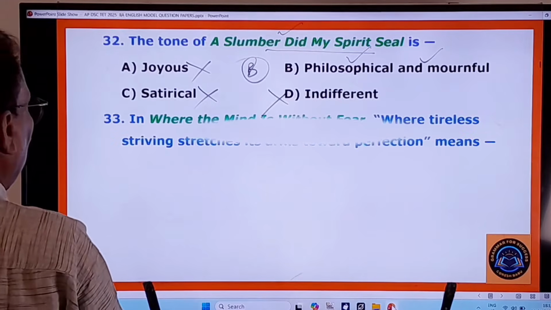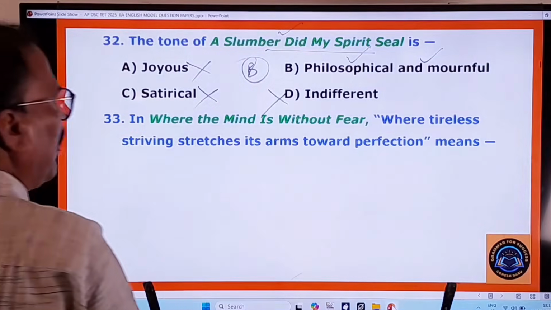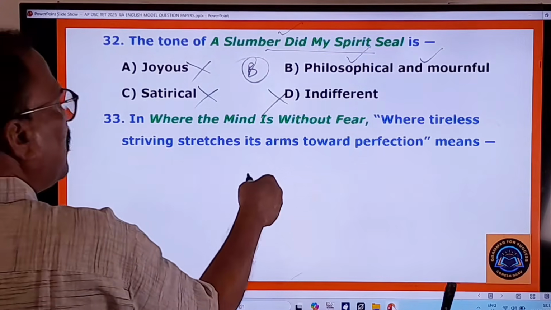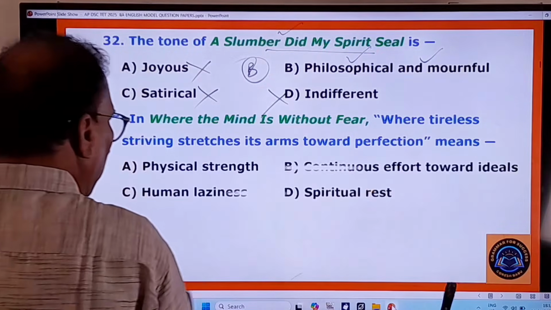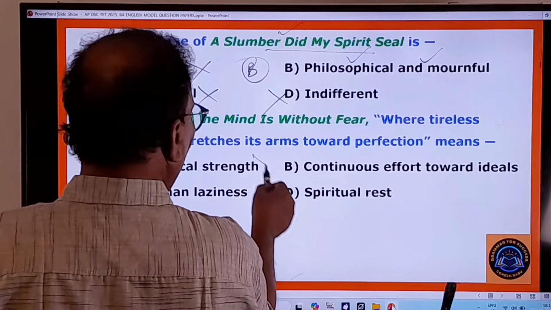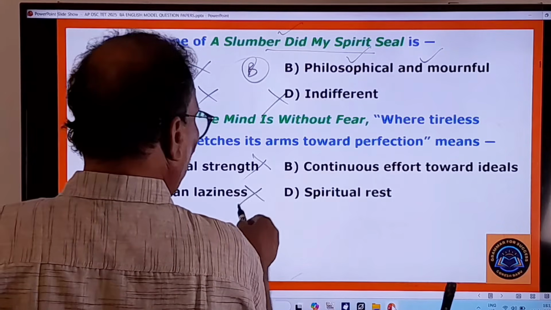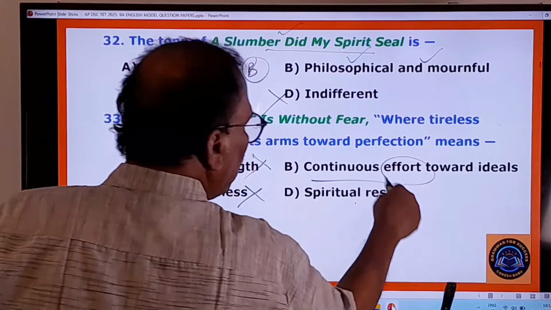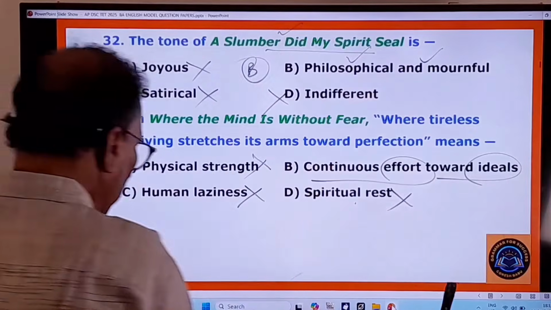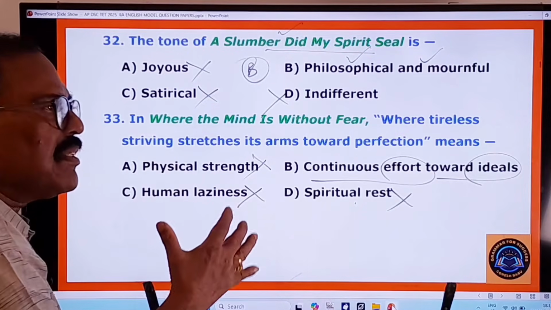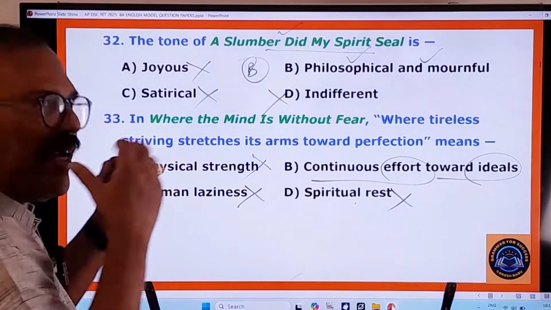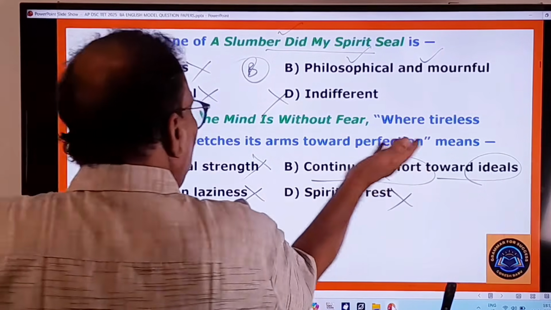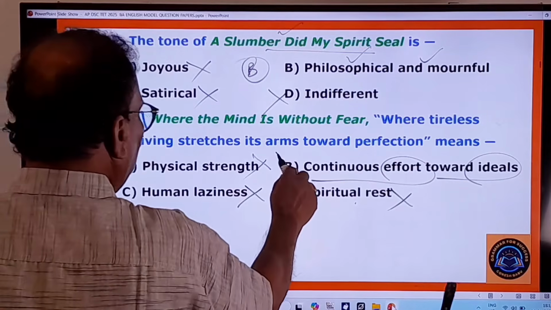And you go to the 33rd question. In Where the Mind Is Without Fear, "where tireless striving stretches its arms toward perfection" means what? Physical strength? No. Human laziness? No. Spiritual rest? No. But continuous effort toward ideals. That means you must work hard continuously without a stop towards achieving ideals. That is the meaning, and that's why B is the right one again.